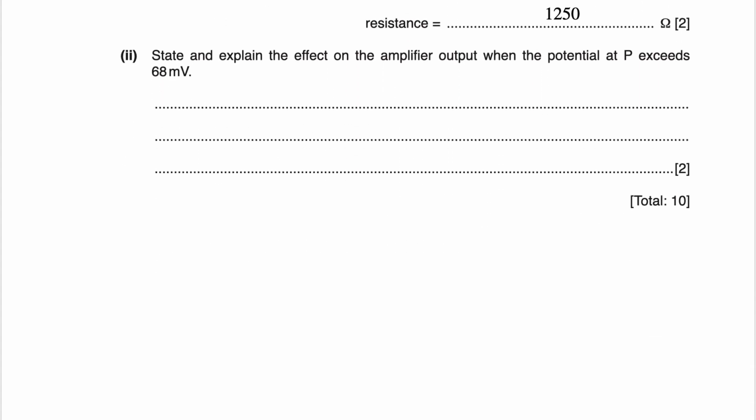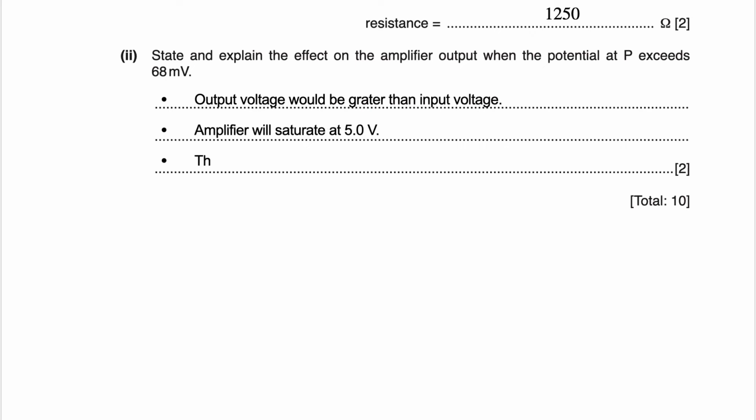Okay, now the second question in the third part. State and explain the effect on the amplifier output when the potential at P exceeds 68 millivolt. If you are wondering why particularly 68 millivolt, that's our maximum gain. Now what we can simply write: the output is greater than the input, so it will saturate. The output voltage will be 5 volt throughout, that's all.